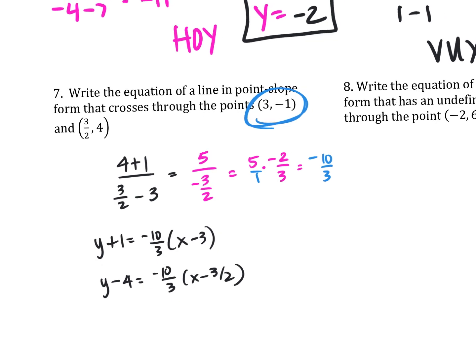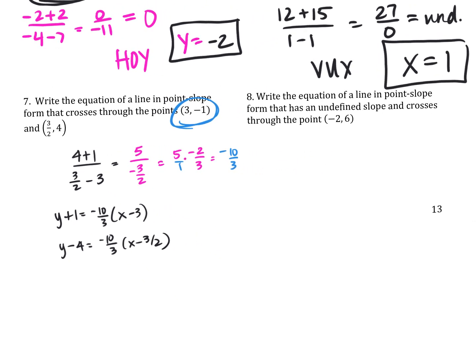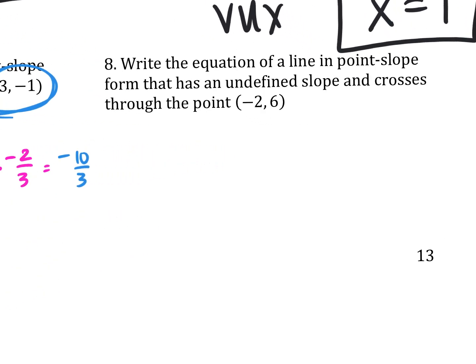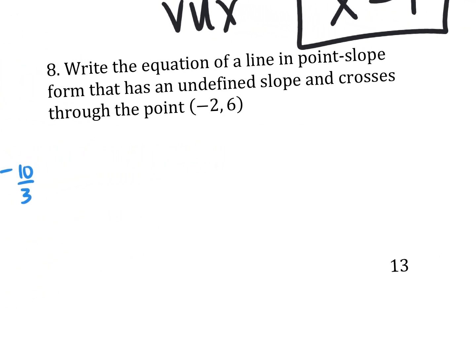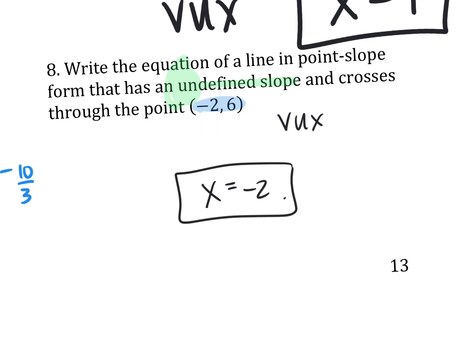Cool? Last one. I'm trying to trick you on this last one. One sec, Koopy. Write the equation in point slope form that has an undefined slope and has this point. As soon as you see that word, are we thinking hoy or vux? Vux. As soon as I see undefined, I'm like, cool, cool, cool. U is in vux. What's my equation going to look like? X equals or Y equals? X, because X is in vux. So I'm just going to say X equals, what is the X? Done. Yeah?